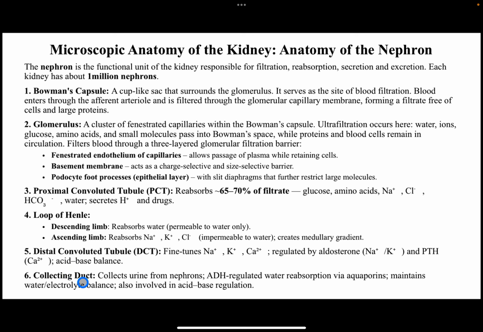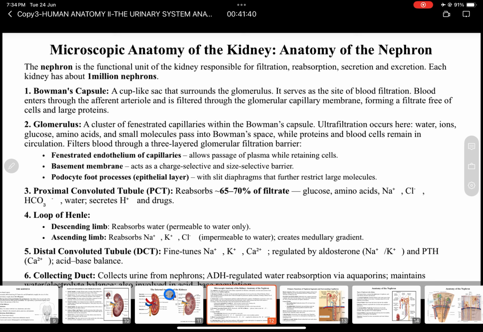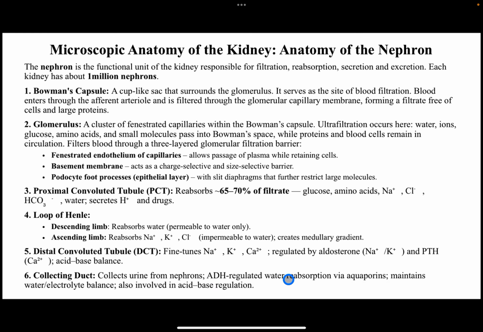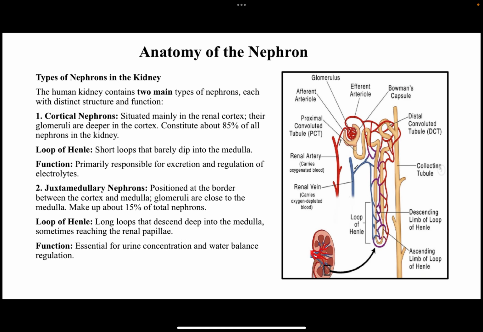And the last one is the collecting duct, which basically collects the urine from the nephrons. Under the regulation of antidiuretic hormone, it can play a role in water reabsorption. It also helps to maintain your acid-base balance, because there, secretion of hydrogen ions and bicarbonate ions can occur depending on your body's acidity level or pH level. So basically that is the nephron.